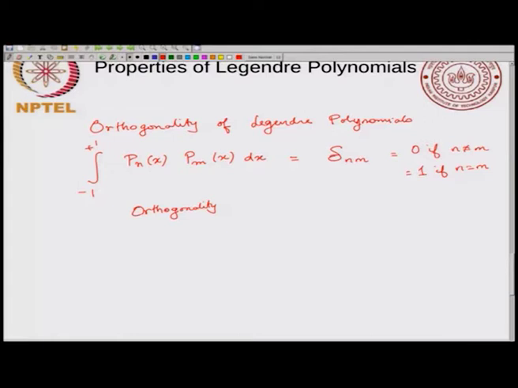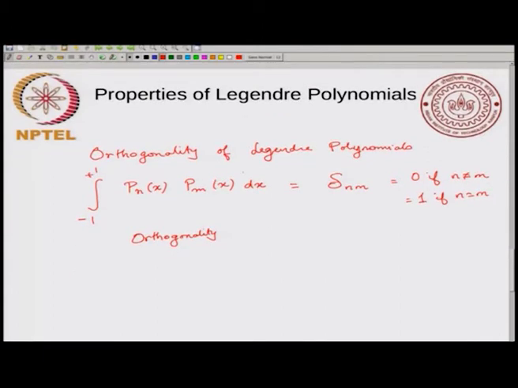Oh, actually there is a factor of 2. I won't write this as a delta function yet. It is actually delta_nm multiplied by some factor. I won't mention that factor right now, but the point is that it is equal to 0 if n is not equal to m, and delta_nm is equal to 1 if n equals m. So it is some factor multiplying the delta function. It is not just the delta function. What we say is that this is the orthogonality of Legendre polynomials.